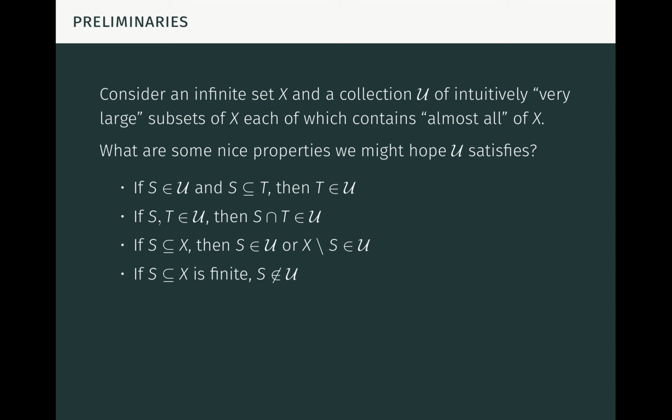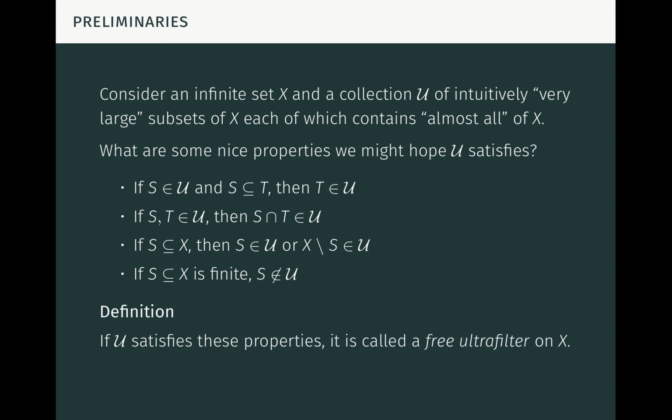Finally, if S is an arbitrary finite subset of X, then it shouldn't be in U. Since X is infinite, any finite set is small and therefore not large. If U satisfies these properties, it's called a free ultrafilter on X. Now, I'm not going to explain that naming, you can look it up if you're interested. But for our purposes, a free ultrafilter on X is intuitively just a well-behaved collection of very large subsets of X, which means by definition it satisfies the properties listed here.